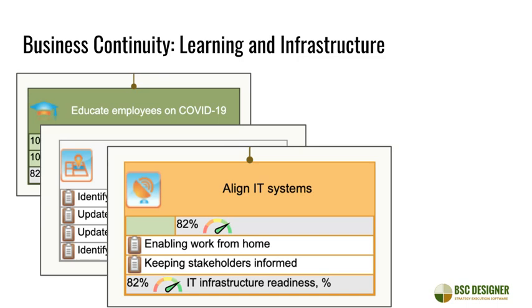And another important thing that IT will have to solve is to keep stakeholders informed. So probably you used some mail lists, some social accounts before, and it was fine. But during this crisis time, probably you will need to send some emergency messages. Probably you will need to get your employees to know some information faster. So it's a challenge for IT. And again, we measure it with some indicator like IT infrastructure readiness.